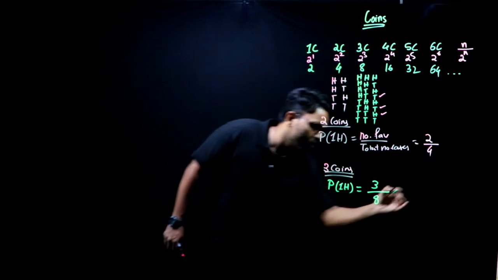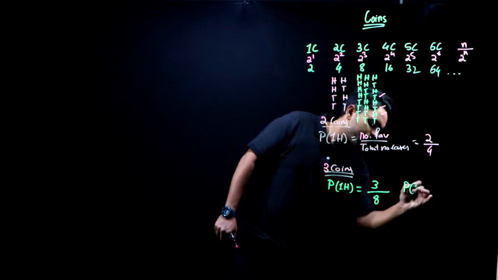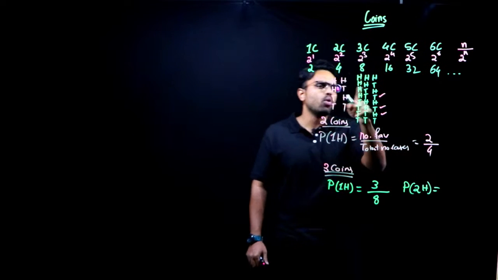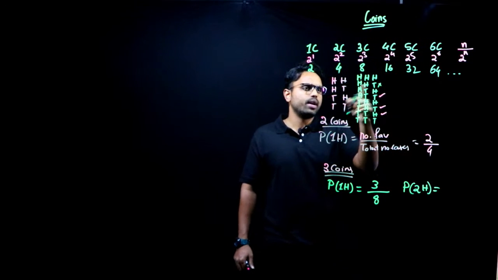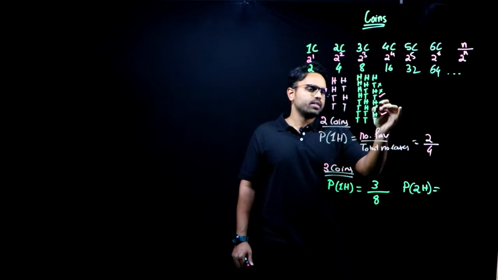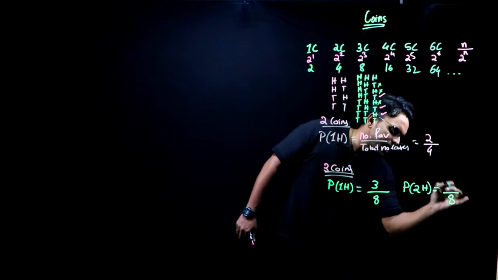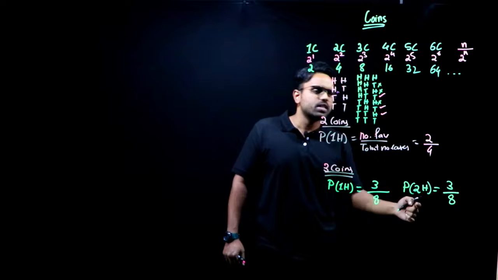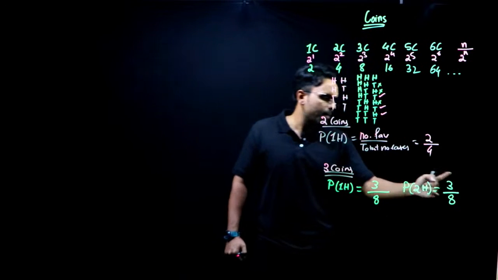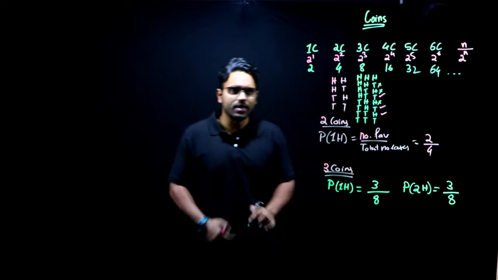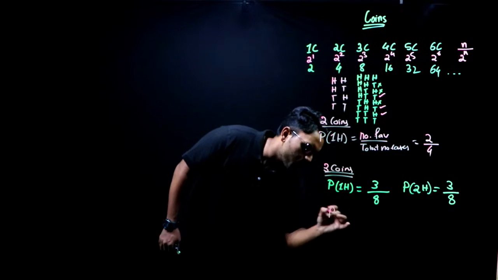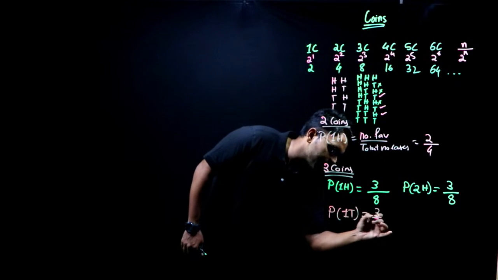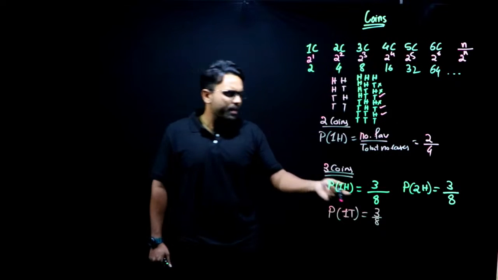Now, if I ask you, what is the probability of getting 2 heads? You can still count. 2 heads: 1 here, the next 2 heads are here, and the next are here. So it is again 3 upon 8. The favorable cases are 3 and the total number of cases is 8. My favorable case is getting 2 heads. Now, the probability of getting 1 tail? It will be 3 by 8 again.